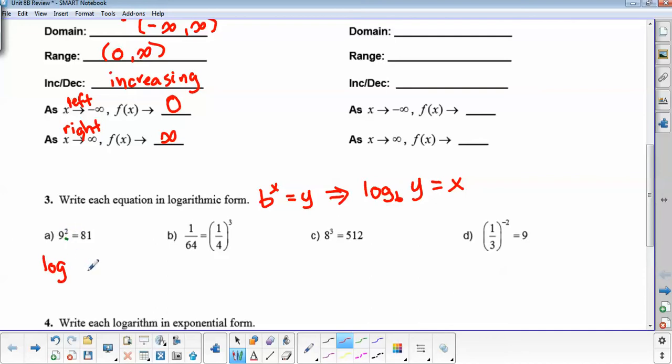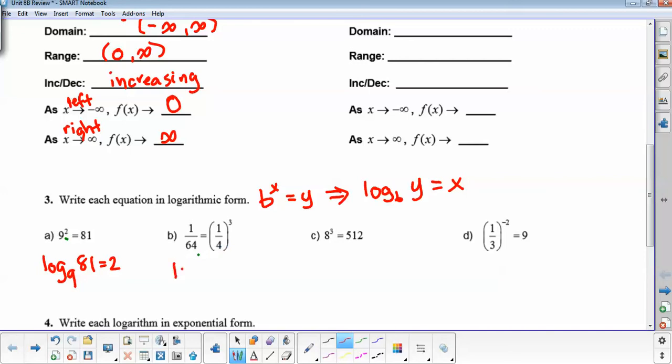The base of my exponential is the base of my logarithm, so that's 9. And then those two switch, so I have 81. And then I have equals 2. So when I see this, I'm thinking 9 to what exponent gives me 81? Oh, the answer's 2.